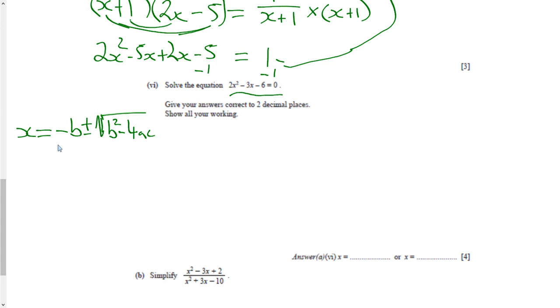4ac. Okay, and all of that over 2 lots of a. So I've got these a, b, and c. Where do I get them from? Well, the a is the coefficient of our x squared term, so that happens to be 2. And b is the coefficient of our x term, which happens to be negative 3. And c is our constant, which is this one here, sitting at the back, and that is negative 6. Negative 6.